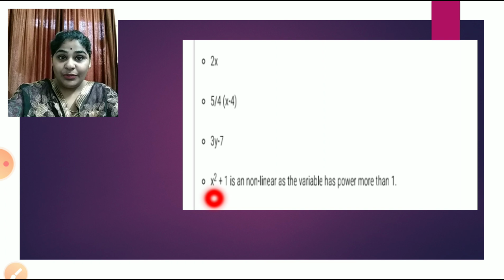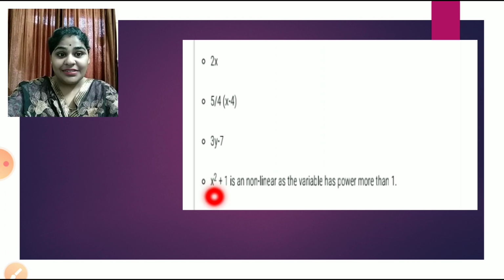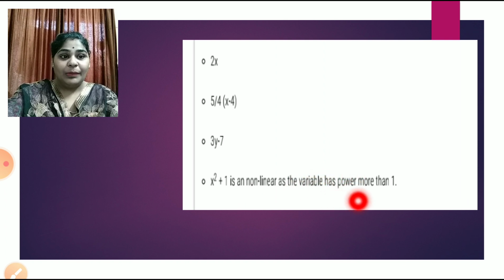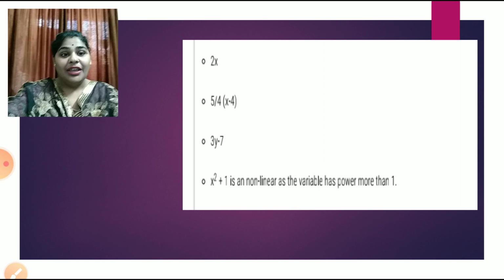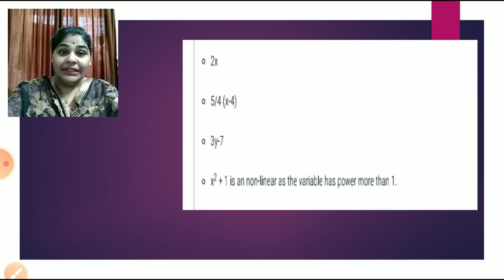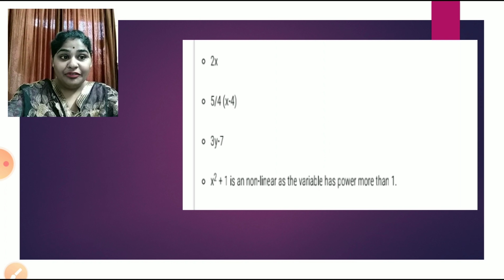Now the last one you can see, children, it is x square plus 1. So this is one variable here, but the power of the variable is 2, that is, it is x square. So hence it is a non-linear expression. Since the power is more than 1, we say it is a non-linear expression. But in our chapter we are going to deal with linear equations in one variable.